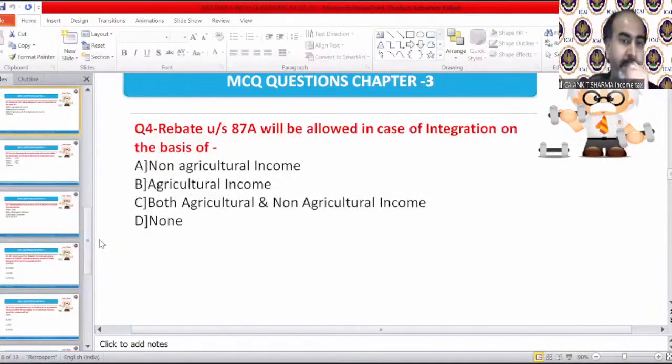Question number 4. Rebate under section 87A will be allowed in case of integration on the basis of... Rebate is allowed on the basis of what? Option A, non-agricultural; B, agricultural; C, both agricultural and non-agricultural; or D, none. Question number 4, what is the correct answer?